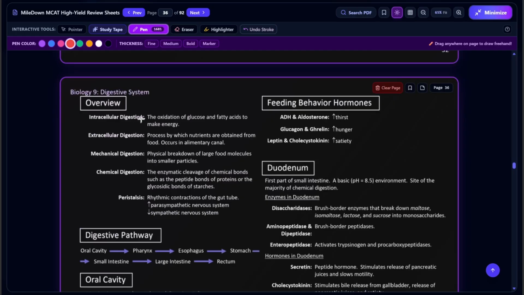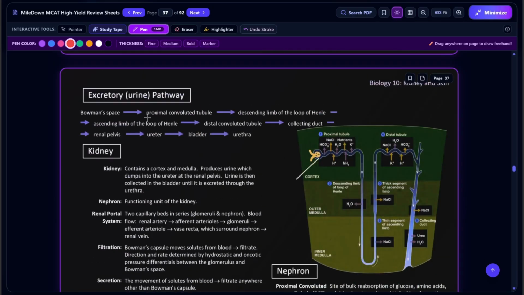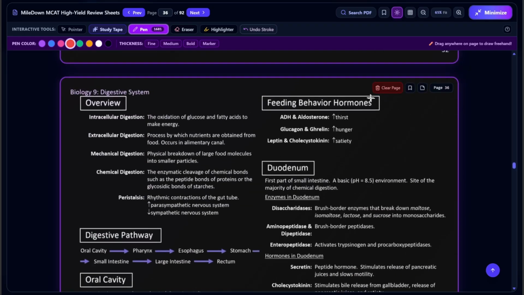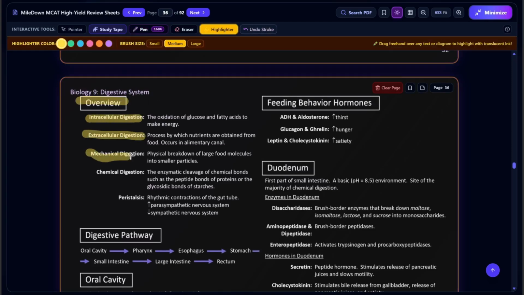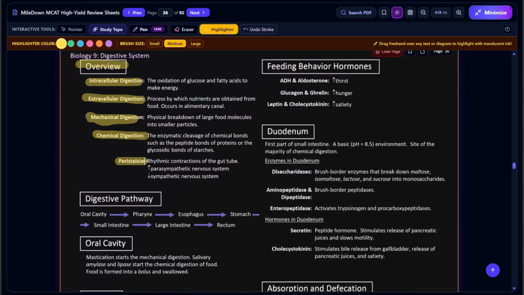Anyway, the digestive system is chapter 9. So yeah, we'll go over that. The digestive system is just an overview. You have intracellular digestion, extracellular, mechanical digestion, chemical digestion, and peristalsis. We already talked about peristalsis, which is rhythmic contractions of the gut tube, like movement. In your sympathetic system, it'll lower. Remember sympathetic is fight or flight, so you're not really trying to digest, right? So it's lowering peristalsis, and then parasympathetic will increase these rhythmic movements of your digestion, when your parasympathetic nervous system is more so working.